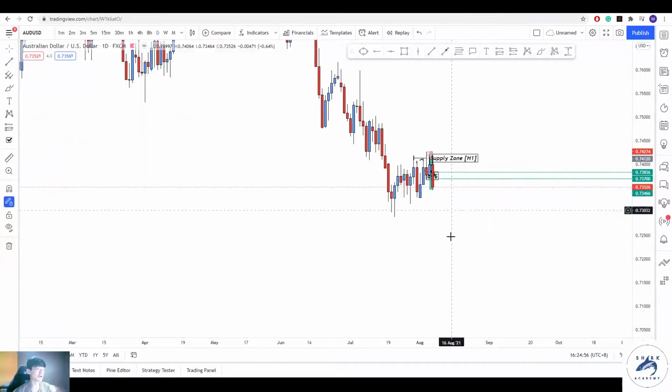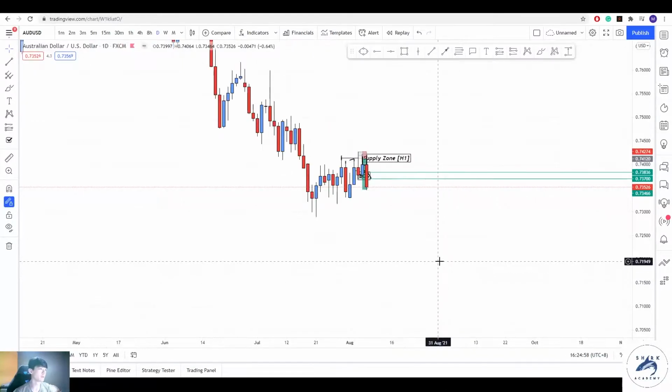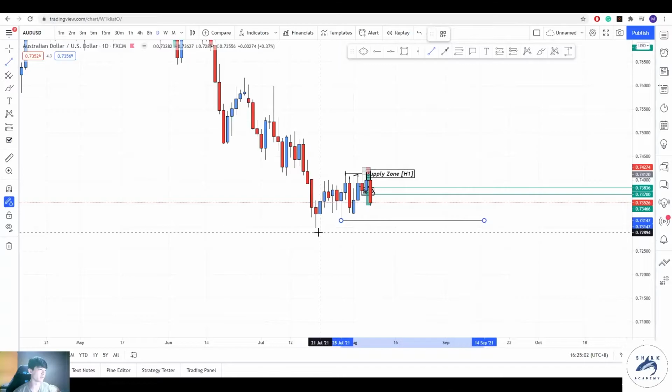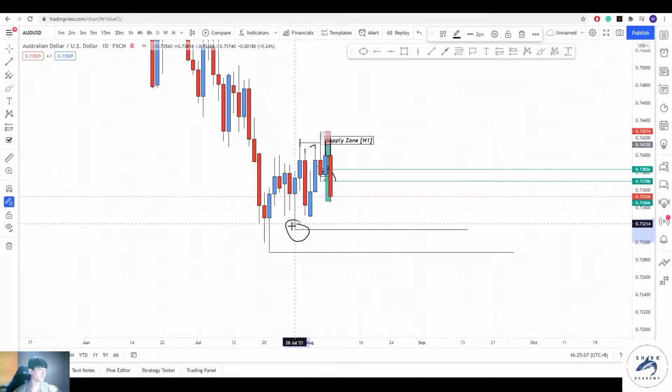I'll dive straight into the Aussie dollar. On the daily time frame, we can see that we have these liquidity lows to be met, and ultimately trying to liquidate these areas, right? So these would be our take profit areas.